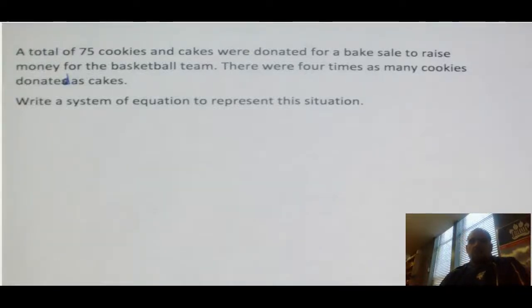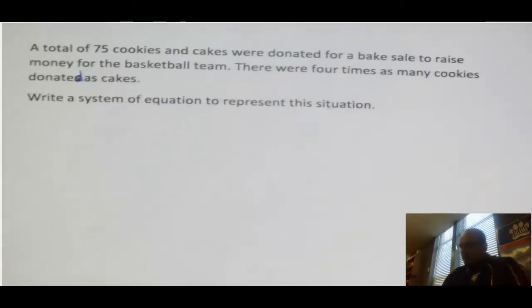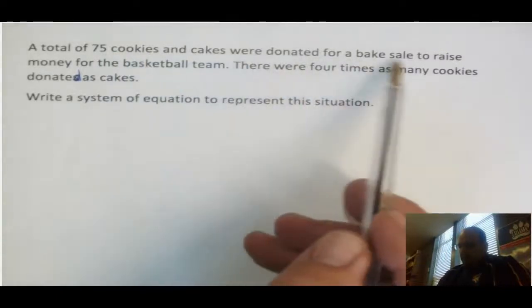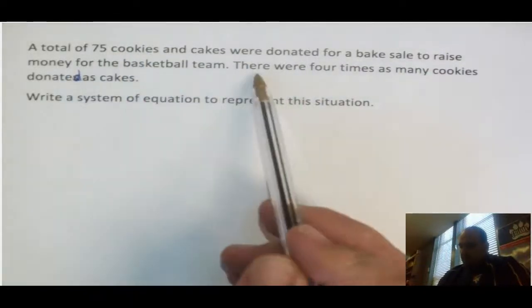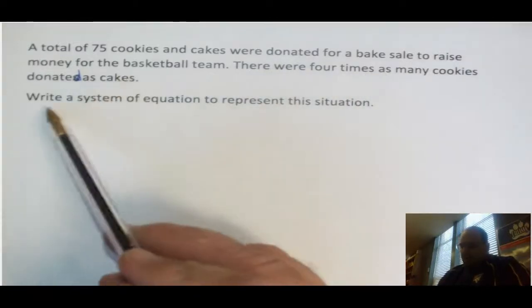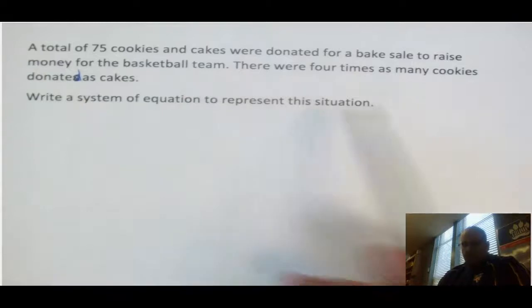All right, so let's go ahead and look at a word problem and use substitution to solve the word problem. I have a total of 75 cookies and cakes that were donated for a bake sale to raise money for the basketball team. There were 4 times as many cookies donated as cakes. I'm going to write a system of equations to represent this situation.